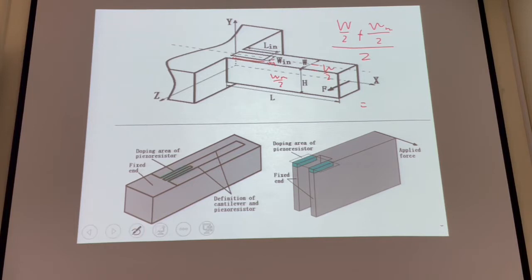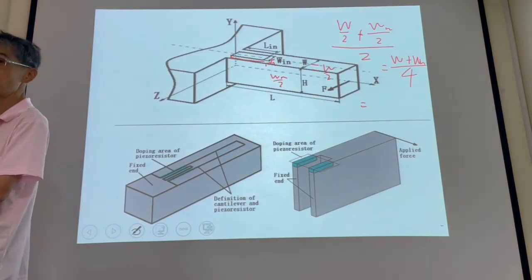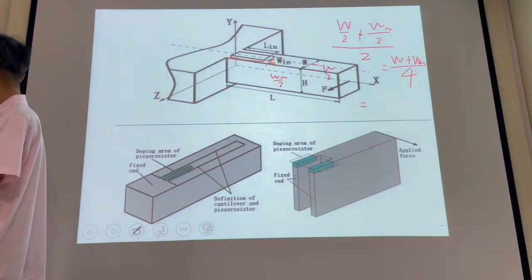This point is W over 2, in this point. W over 2 is this point. But we want to take the center point, so we need to add this one and divide by 2. So W plus W_e divided by 4 is the coordinate of this point. We take the center point. Next page.